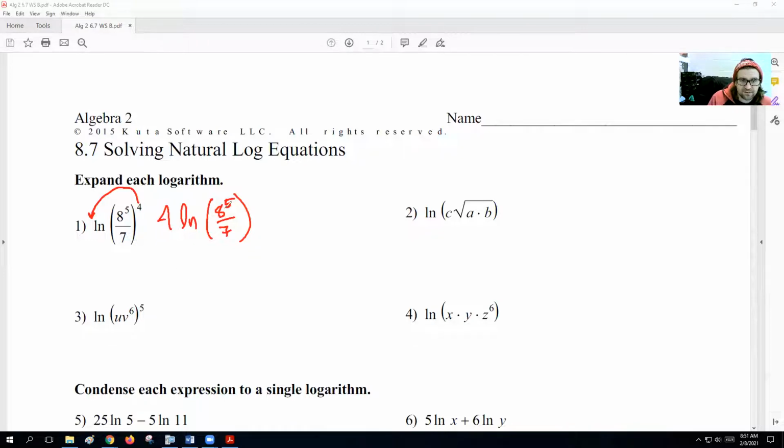Okay, well, if we have division in here, we can move that around with subtraction. So this would be 4 times the natural log of 8 to the 5th power minus the natural log of 7. And then we can actually break this down even more. Right here, we could put that 5th power in front. So the final answer for number 1 would be 5 times the natural log of 8 minus the natural log of 7.